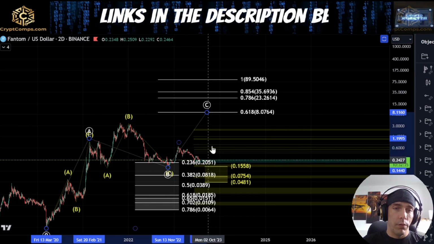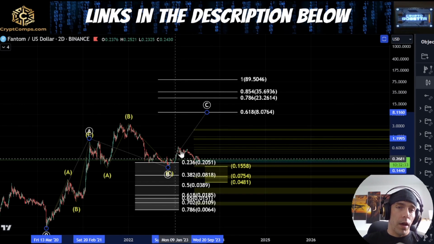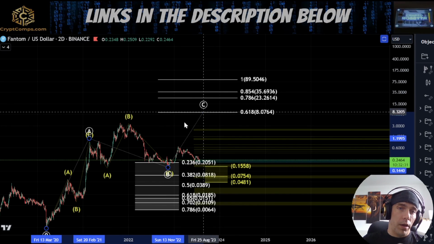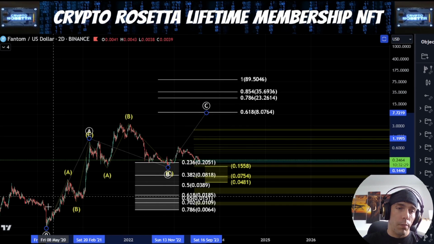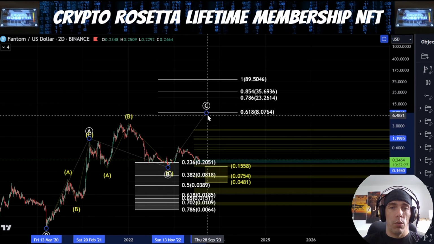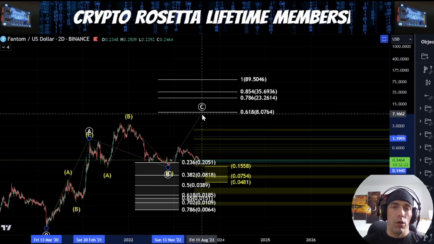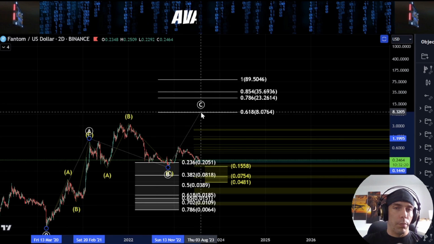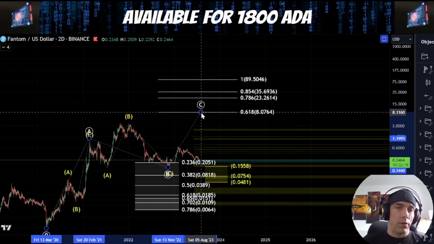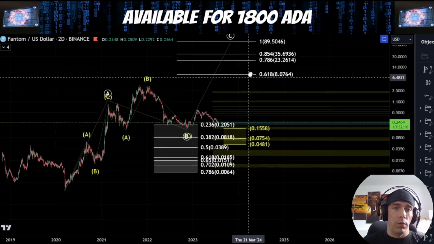So we always need to be careful of this idea that we could see a truncation in a C wave when we're getting an ABC, and this would actually suffice as a minimum requirement because we would have taken the A wave high, as well as that we would have been potentially looking for just moving up past that zone and into the 0.618. So this would be one of the counts that we are looking for.